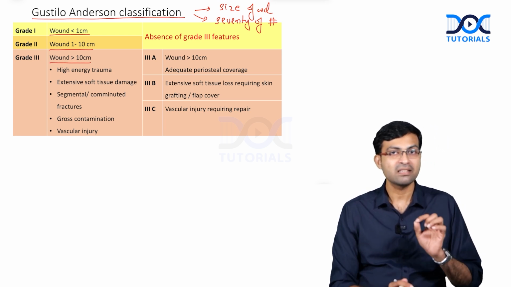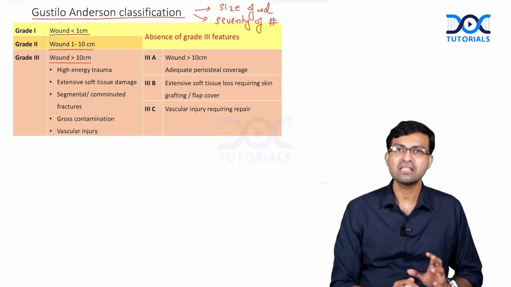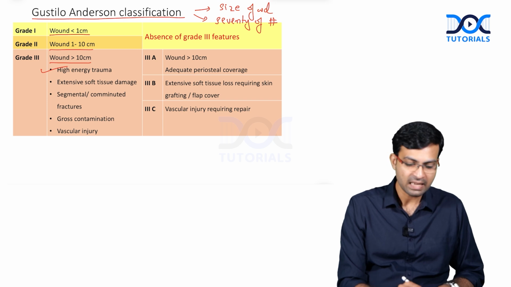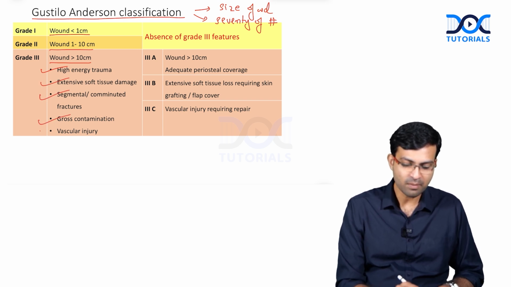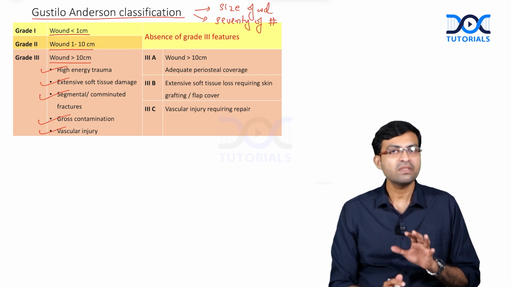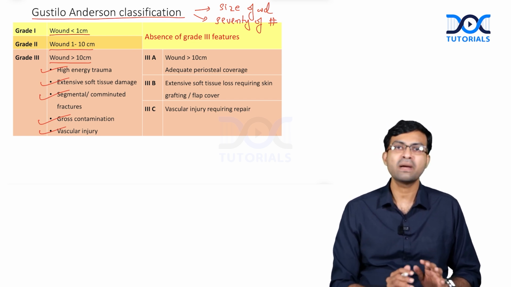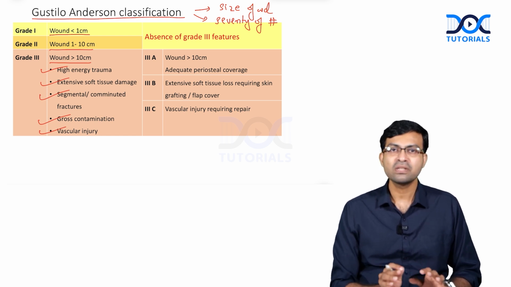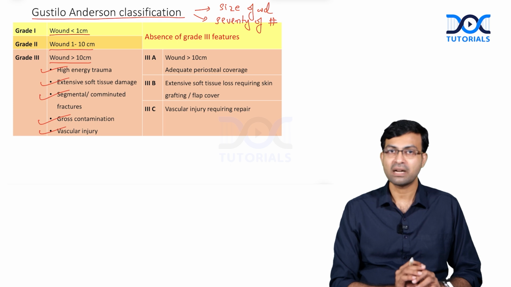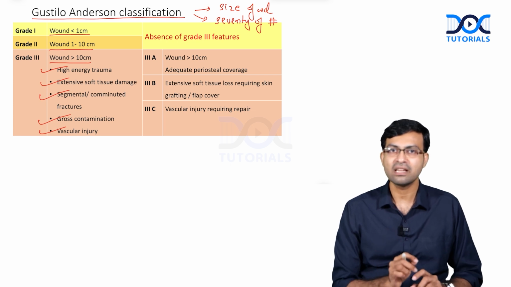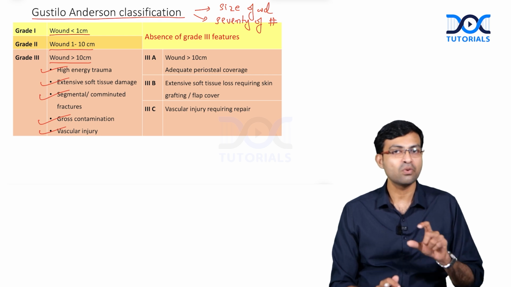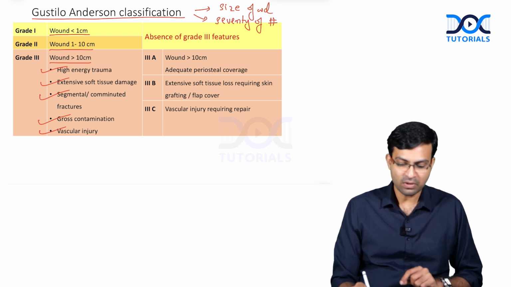This is easy, but there is a catch here. There are certain features that we call grade 3 features, such as a fracture because of high energy trauma, extensive soft tissue damage, a segmental or comminuted fracture, gross contamination or vascular injury. If any of these 5 things are there, then it automatically becomes a grade 3 fracture irrespective of the size of the wound. The size of the wound is the most important grading factor, but that is not the only factor you have to take into account. Always keep that in mind. If any of these grade 3 features are there, then you don't have to look at the size of the wound at all. I'll give you an example here.